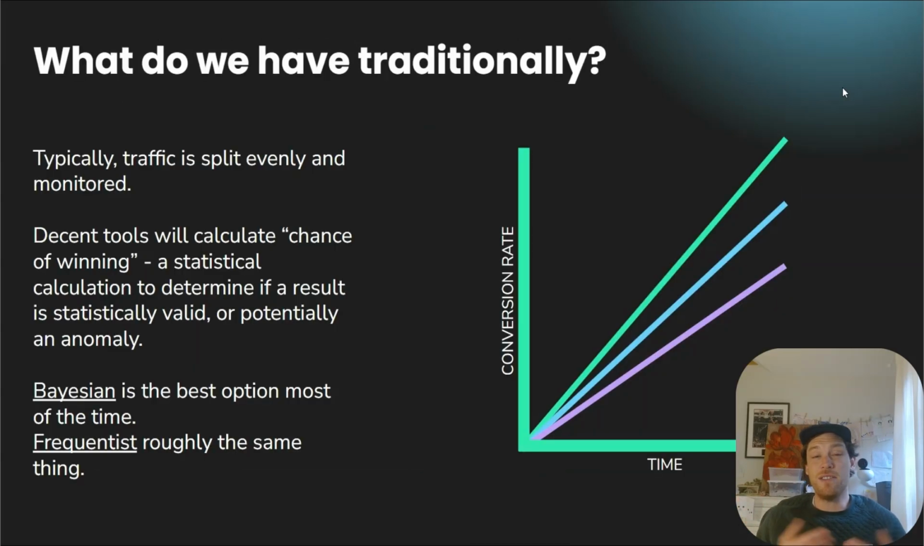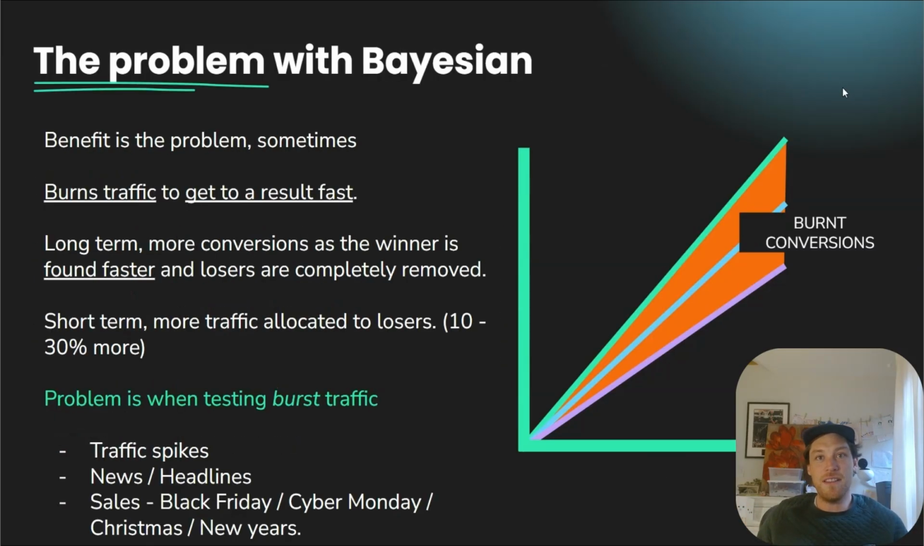Now, traditionally, the traffic is just split evenly and measured, and then it's run through statistical probability calculators, Bayesian or frequentist. It's roughly the same thing. Now, you might have noticed that the problem with Bayesian is also the benefit. By splitting the traffic evenly amongst the variations, you get to a result fast, but you also keep sending traffic to your worst variations. Now, long term, it's much better that way because you find the winner faster, and then everyone gets to see the best variation long term.